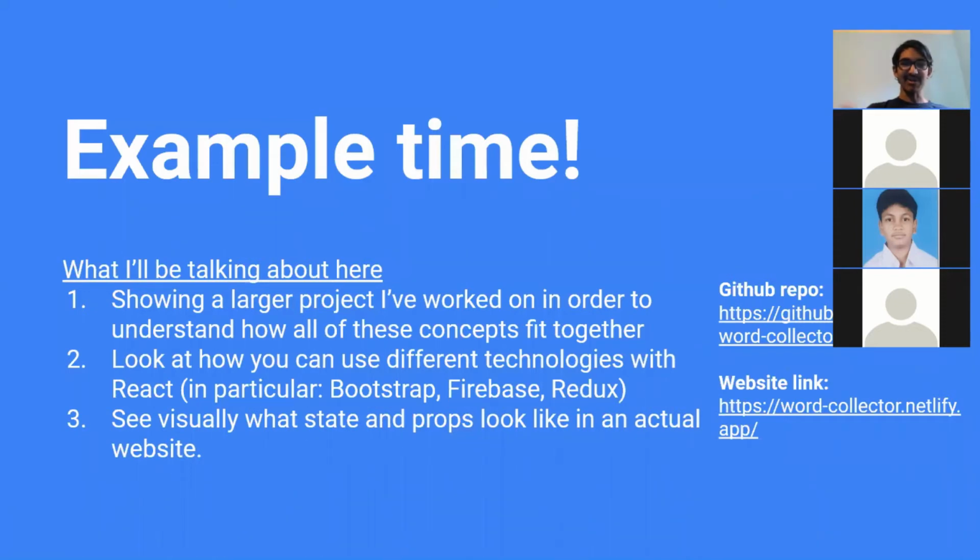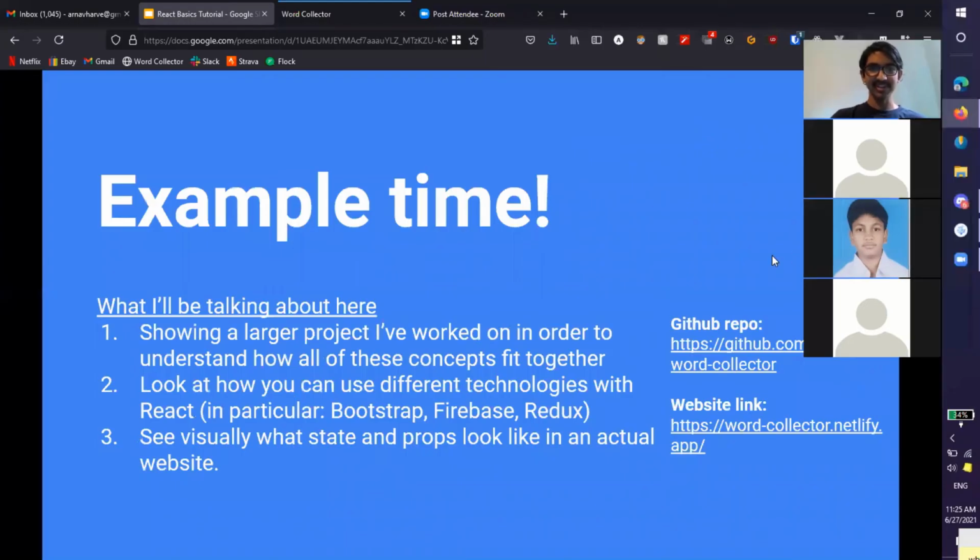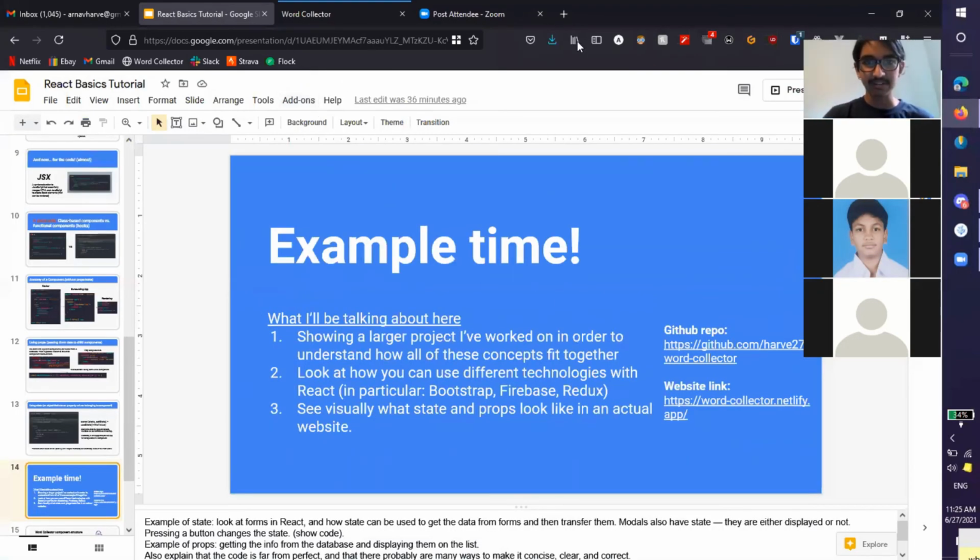Now I want to show an example that I've worked on and show how a lot of these concepts fit together. Obviously, I'm not the best at React, and I'm sure there are probably a million problems with my code and a lot of ways I can make it better. But I think it does a good job of showing how concepts like state, props, and components all come together, and how a project is structured like that. So first, I'm going to show my website and show where things like state can come into play.